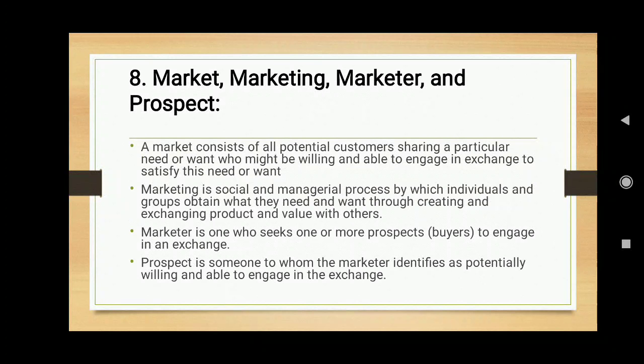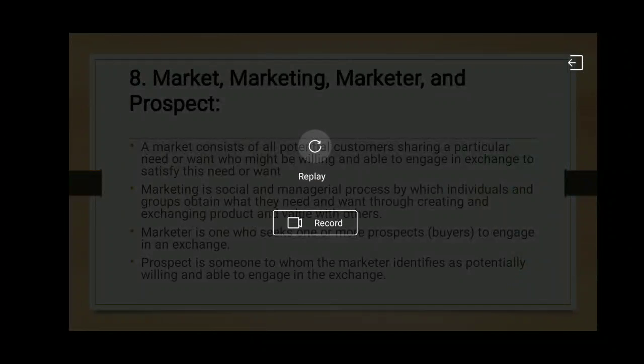So a prospect is nothing but a potential customer. Potential customers can be retermed as prospects, right? So these are the 8 core concepts of marketing.